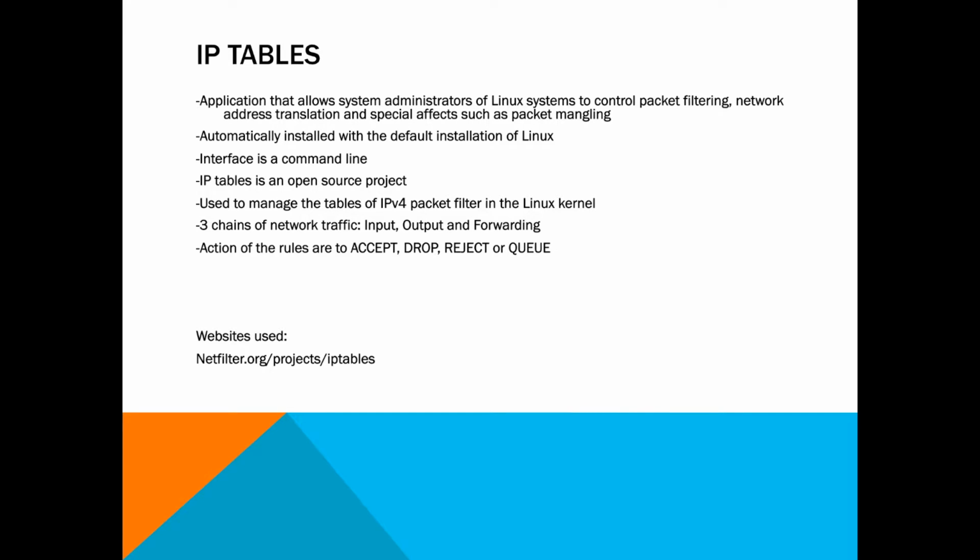And then there are also three chains of network traffic, which are input, output, and forwarding. Once these rules are applied, the traffic either gets accepted, dropped, rejected, or put into a queue.